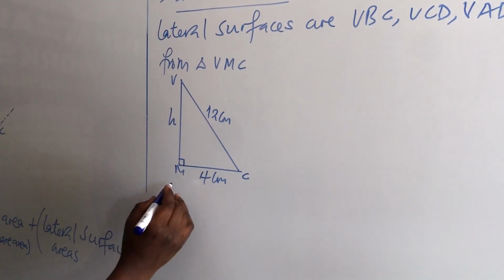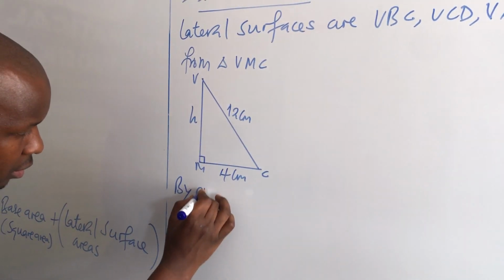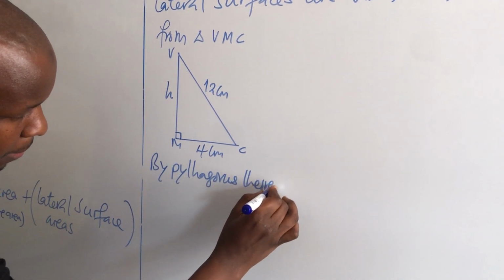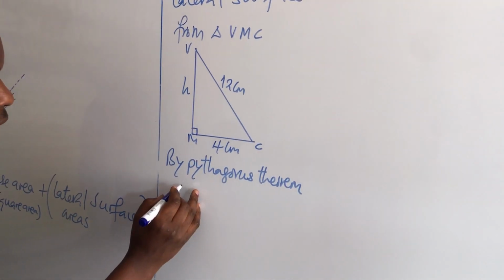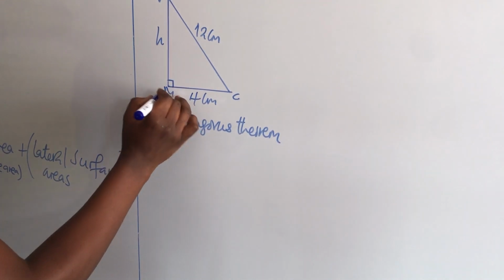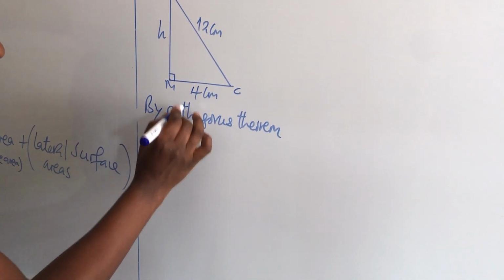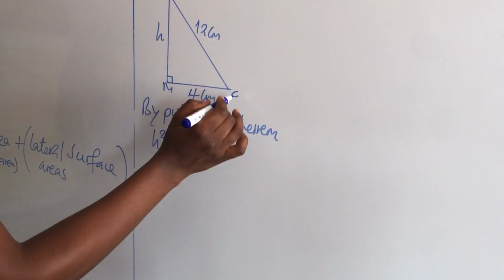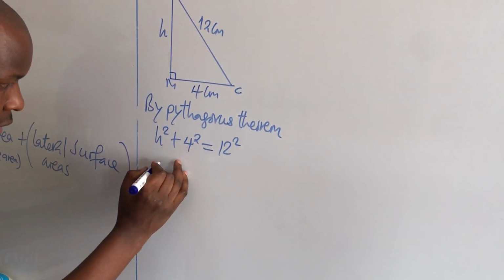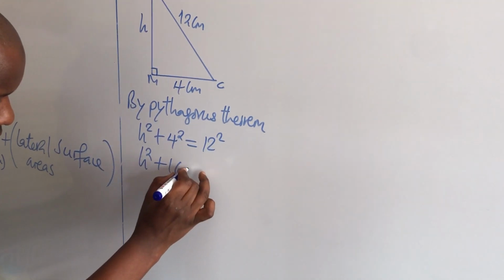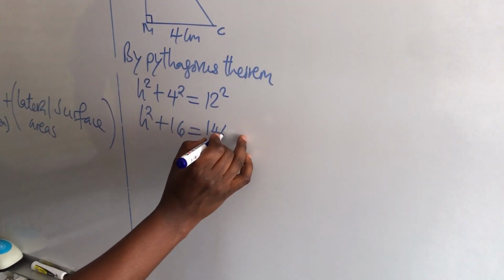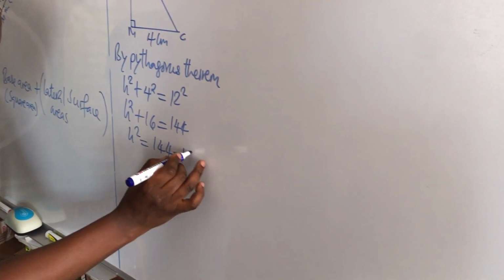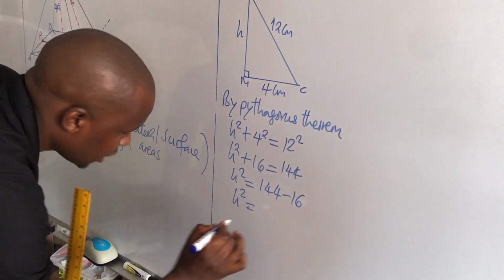So by Pythagoras theorem, here we'll have VM, which is h, so we say h squared plus MC squared, which is 4 squared, equals VC squared, which is 12 squared. So we'll have h squared plus 16 equals 144. Now h squared equals 144 minus 16. So h squared equals what?